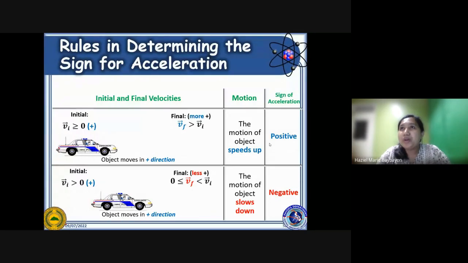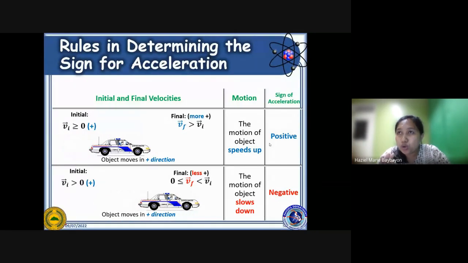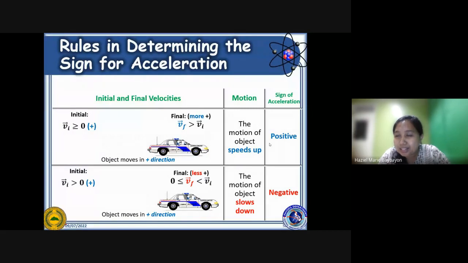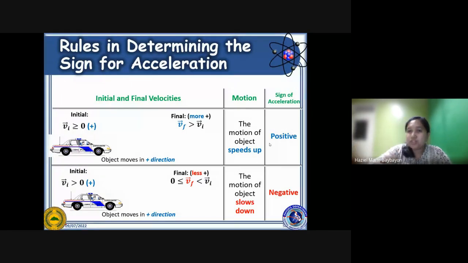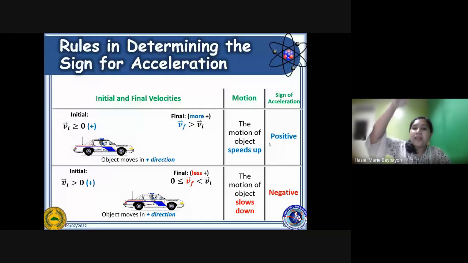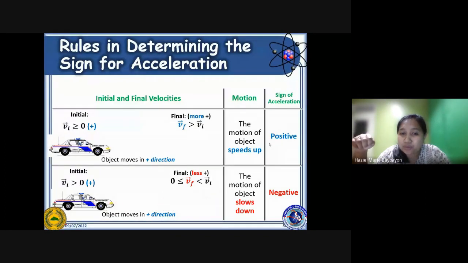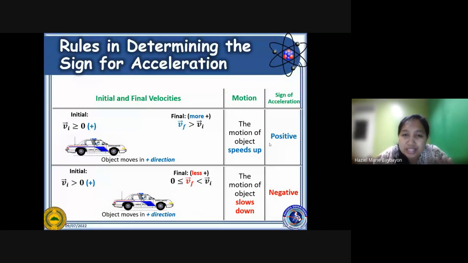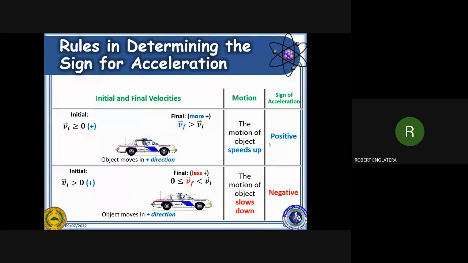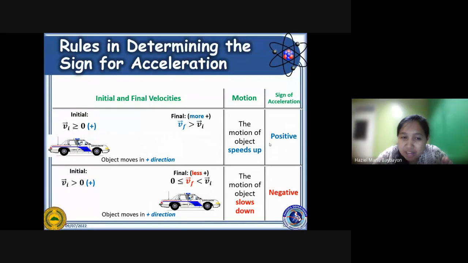Pero, kung padulong siya sa north or padulong siya sa right, padulong siya sa east or padulong siya sa north, tapos nag-slow down, ang acceleration niya kay negative. Okay, nakuha ninyo ang difference, class? Yes, ma'am. Okay, I hope so.